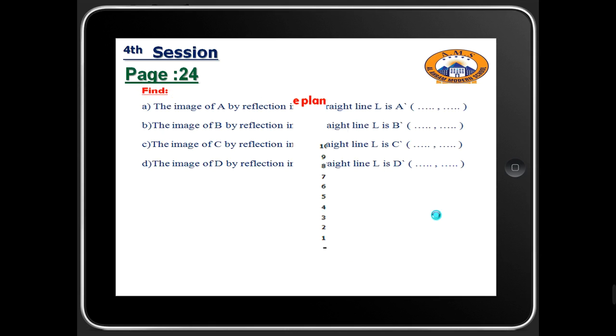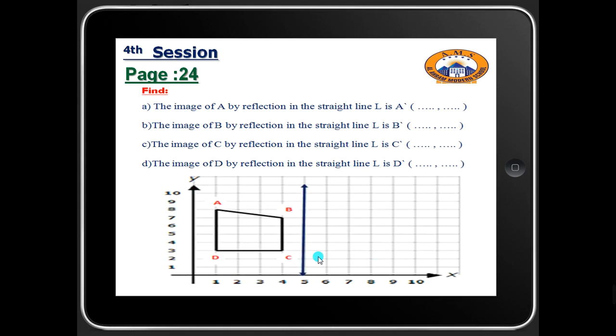There is another type of question, which is to get the reflection of a point in a straight line or in an axis of symmetry. For example, if I have this image and I want to find the image of each of these points by reflection on this line, we call this straight line L, this is the axis of symmetry that I'm going to make the reflection of each point in. Let us start with the point B. Here is the point B.